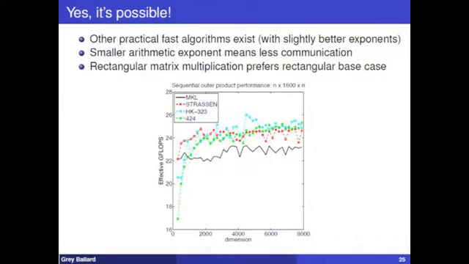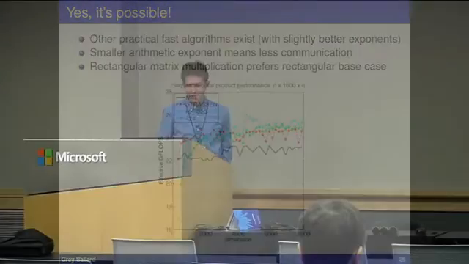So if we can make use of those, then we can actually do better than Strassen. These are some very recent results. We're working on this right now. But here's a performance plot. This is a sequential machine.